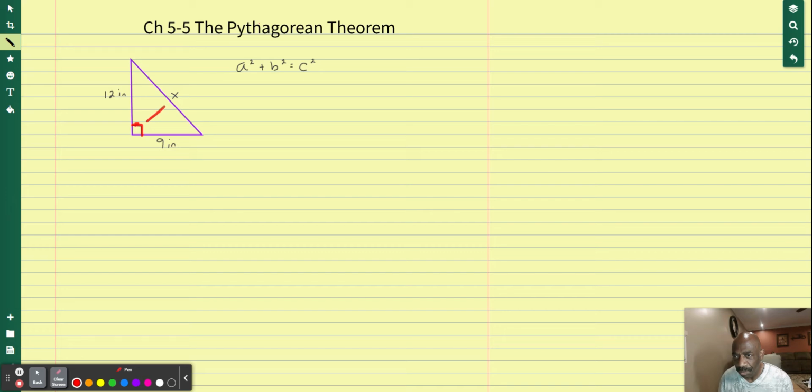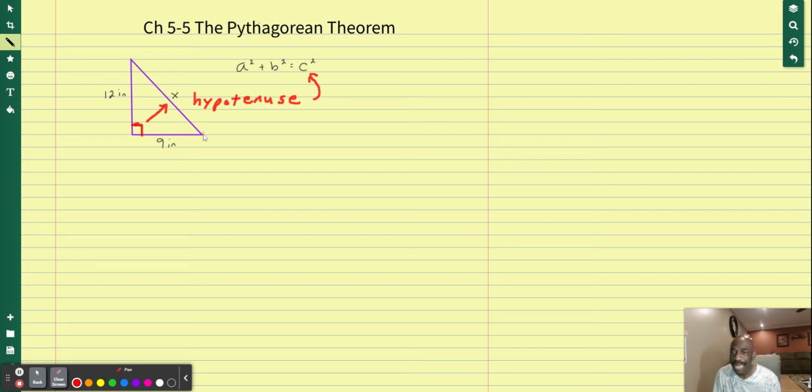Opposite of the right angle, that side is always called the hypotenuse. That is always opposite of the right angle. And the hypotenuse is always C in our formula. It is always C. You don't have to worry about the hypotenuse being A or B. It's going to be C. All right. So let's use this formula to solve this particular problem.